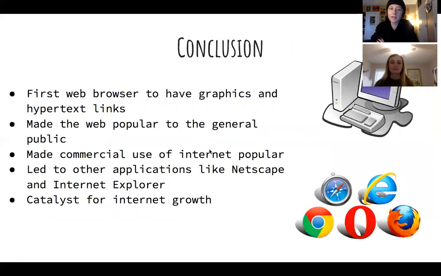So, in conclusion, basically restating everything that we have said so far, Mosaic was the first web browser to have graphics and hypertext links. It also made the web popular to the general public, so for general public use, and it made commercial use of the internet popular. So just being able to bring in the general public really expanded the internet and its domain and really was a catalyst for the internet as we know it today.